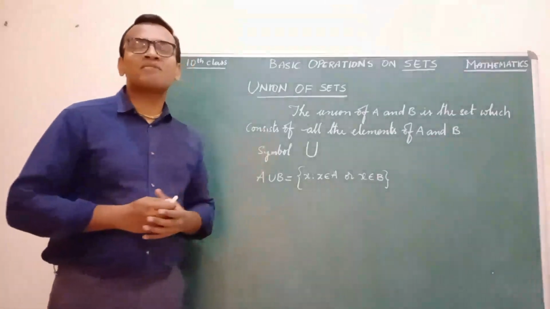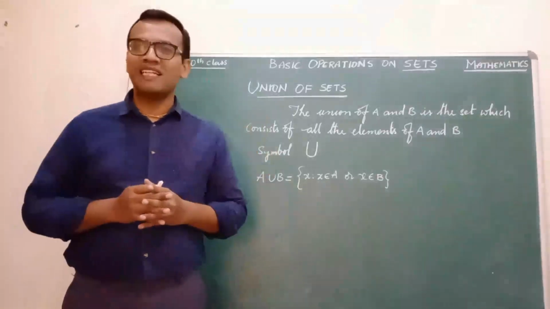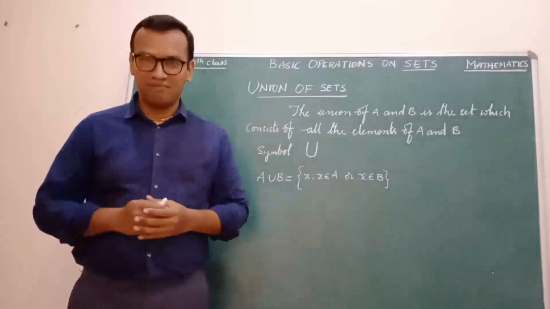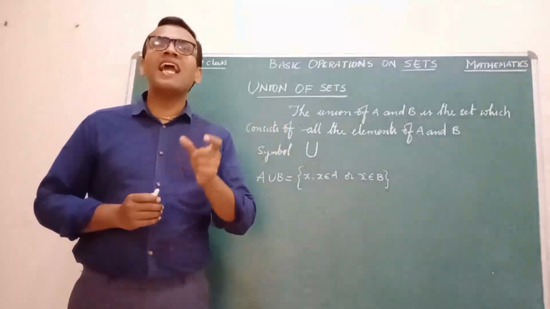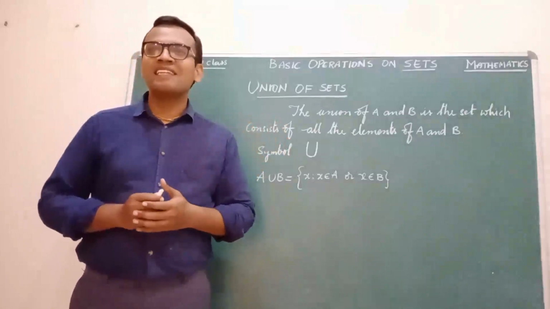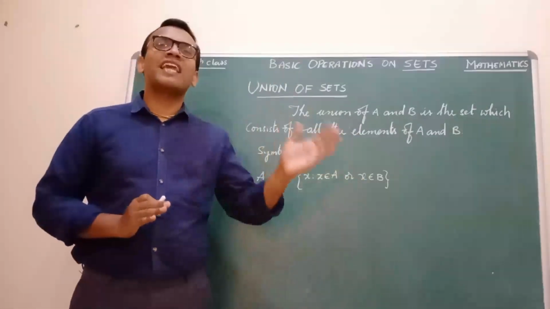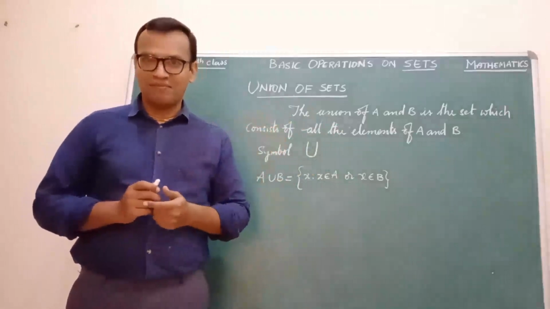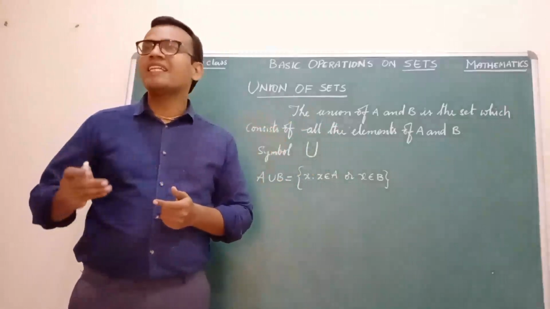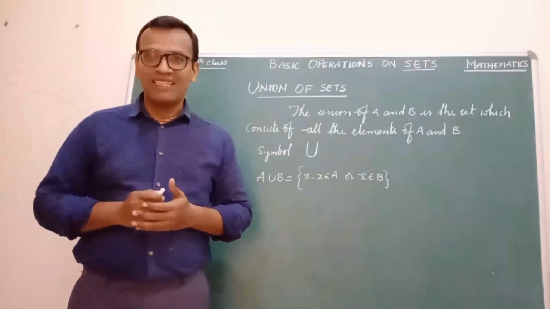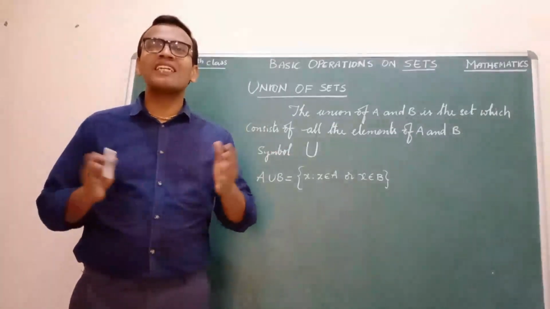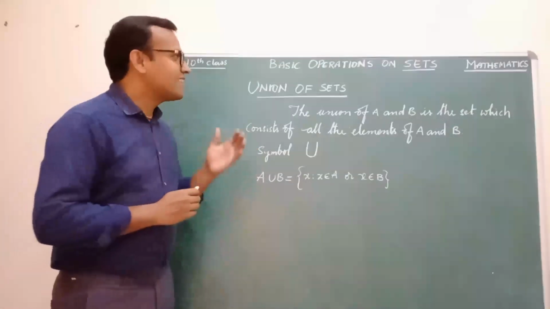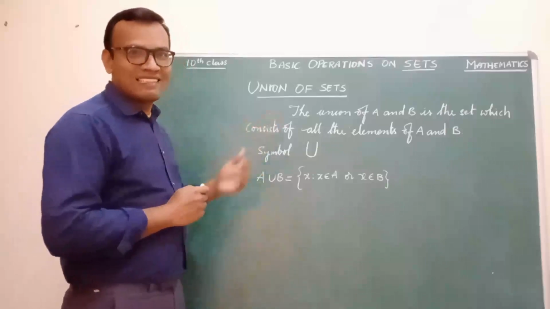So, what is union of sets? Suppose there are two sets, set A and B, with some elements in each of them. Then the union of A and B is defined as the set of all the elements of A and B. Means, suppose there is an element X that belongs to A and there is an element Y that belongs to B. Then A union B is nothing but the set of X and Y, both.